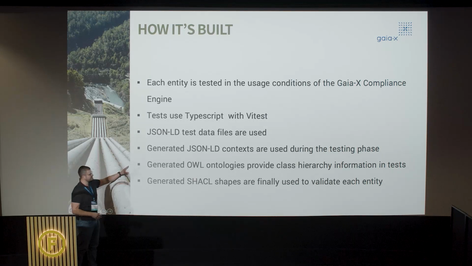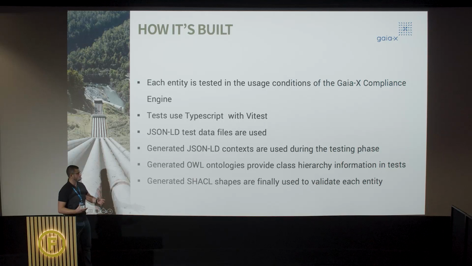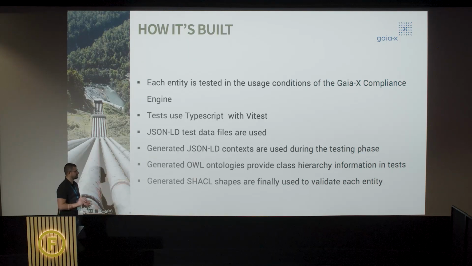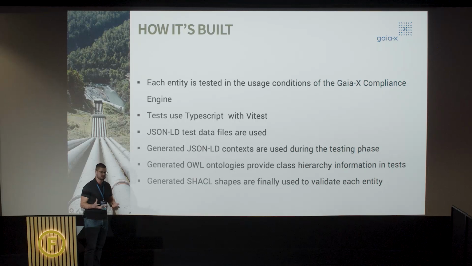We use the JSON-LD context to give the semantic meaning to the JSON-LD data files we use. The OWL ontologies will give the class hierarchy, and the SHACL shapes are finally used to just test the shapes, just like the compliance. Once you describe an entity in the ontology, you're going to build a JSON-LD test data file, one that's going to be valid.